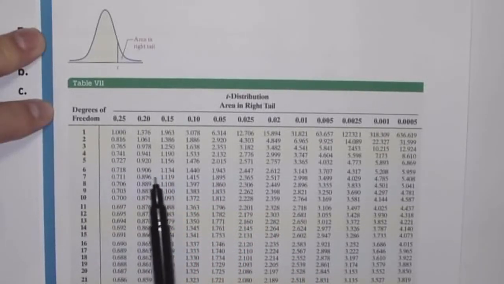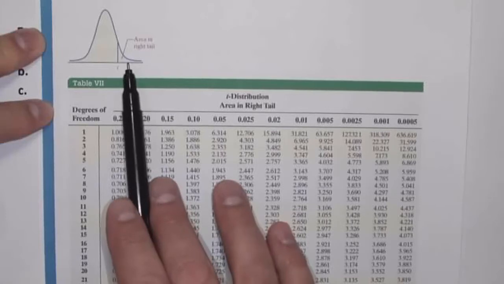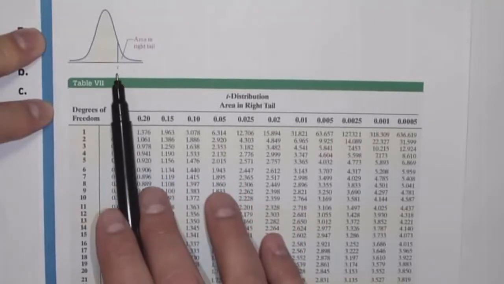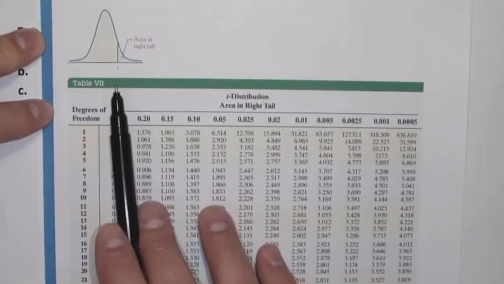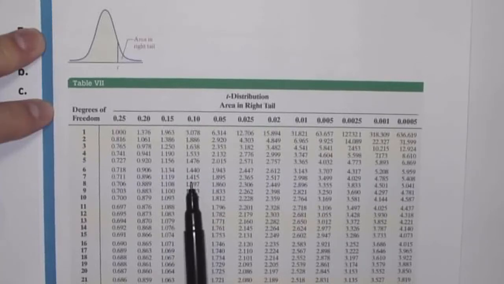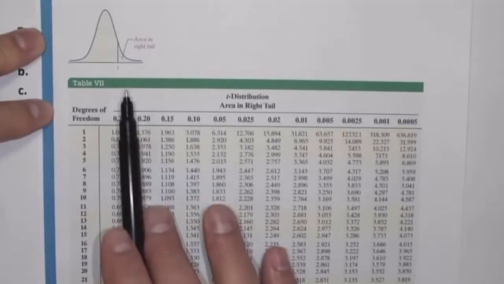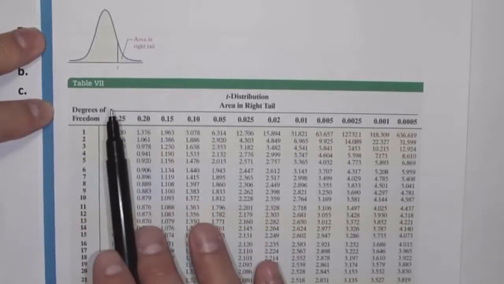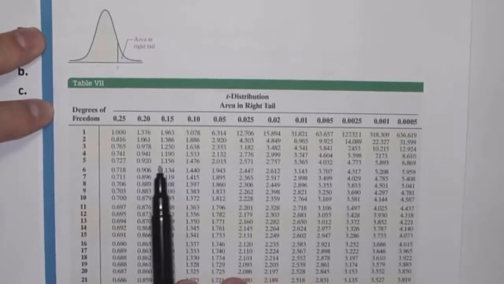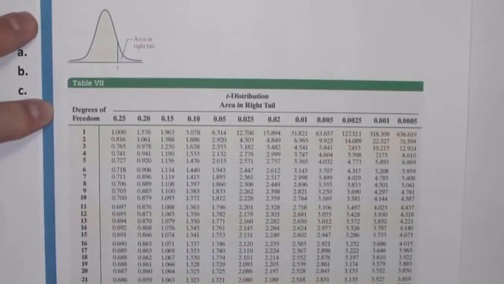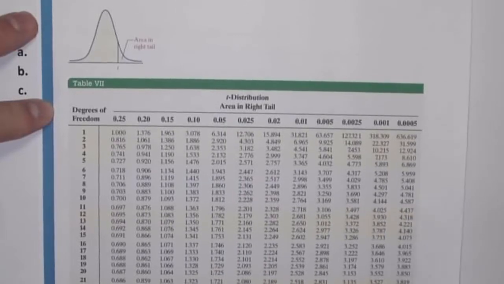So again, if I have 6 degrees of freedom and if the area in the right tail is 0.10, then that critical value would be 1.440. But if I had 7 degrees of freedom, then that critical value would be 1.415. If I have 8 degrees of freedom, then that value would be 1.397, and so on. So the specific value that I get depends on the degrees of freedom. That's a big deal. If we use the wrong degrees of freedom, then we're going to end up with the incorrect calculation for our margin of error.